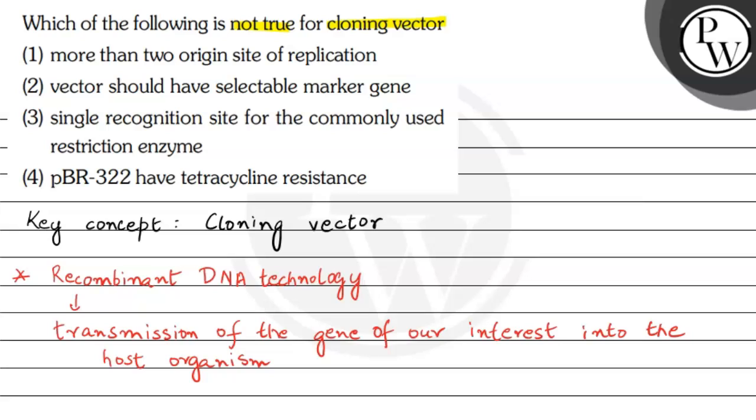Now every cloning vector has certain important features. So the most important features of a cloning vector are as follows. First of all, every cloning vector should have an origin of replication so that the vector can replicate on its own inside the host cell and does not depend upon the replication process of the host cell.